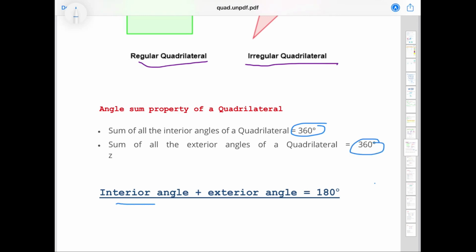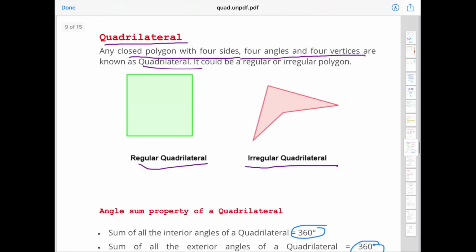Now for the interior angle, you can use this formula also in a few sums: interior angle plus exterior angle equals 180 degrees. Let me explain that one. Suppose we have this figure. Here suppose this is x, the interior angle, and this is y, the exterior angle. So the sum x plus y will be equal to 180. You can use this also in a few questions.